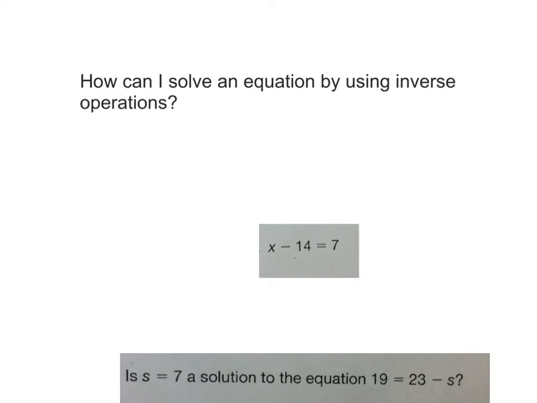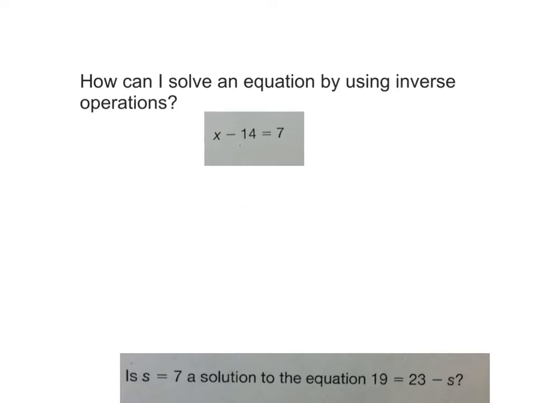In this lesson, we're going to investigate how I can solve an equation by using inverse operations. So in this one, you might have an equation like x minus 14 equals 7. In that case, you're going to want to use an inverse operation to isolate the variable and make this say x equals something. So that's our goal.